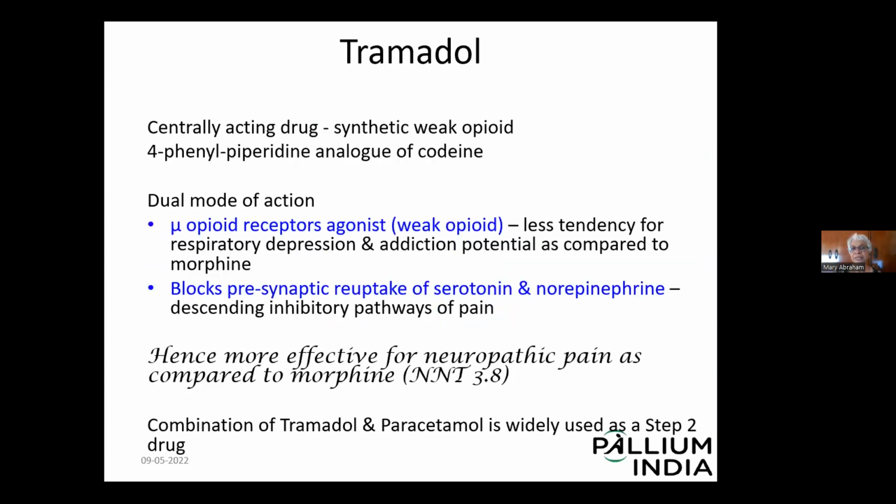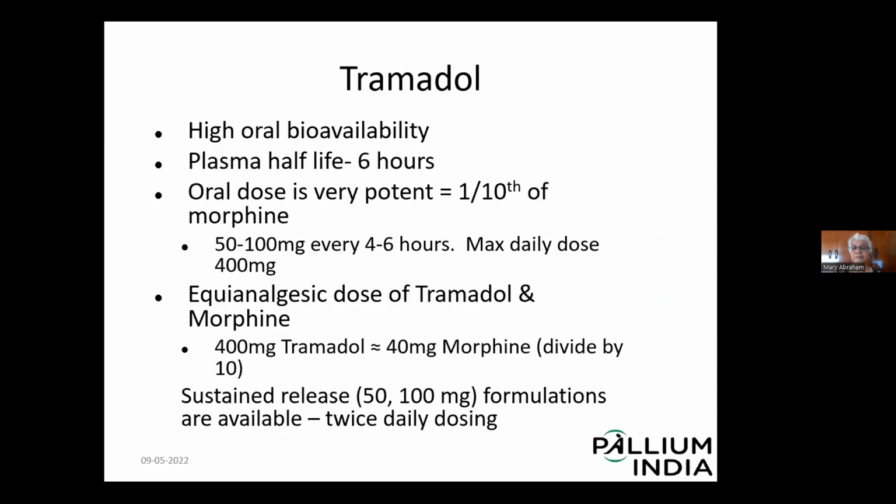Now, coming to tramadol, it is a centrally acting synthetic weak opioid. It has a dual mode of action. One is that it is an opioid agonist, and because it is weak, it has less tendency for respiratory depression and addiction potential as compared to morphine. But it also acts on the descending inhibitory pathway of pain by blocking the presynaptic reuptake of serotonin and norepinephrine. This is very important, particularly in the treatment of neuropathic pain. So these are the 2 mechanisms by which tramadol acts.